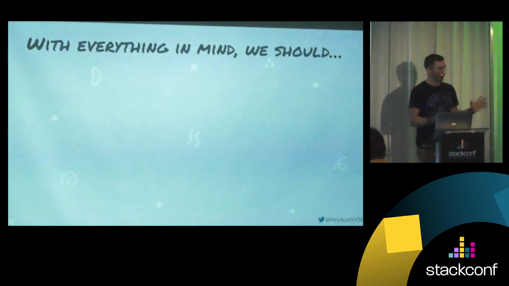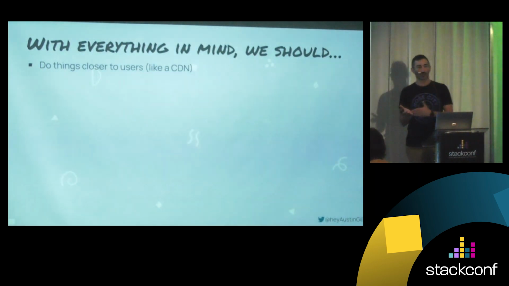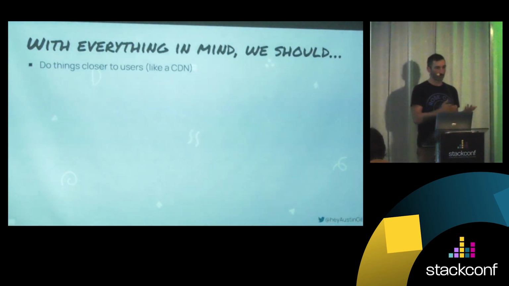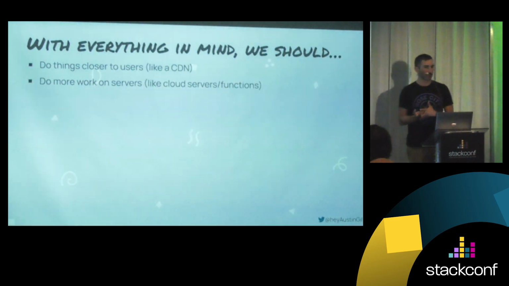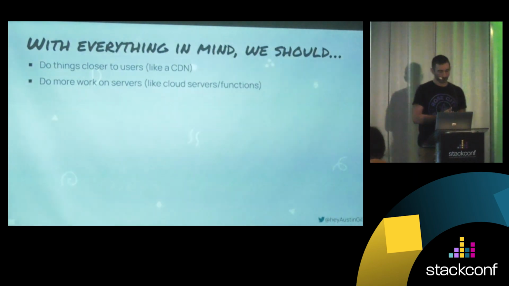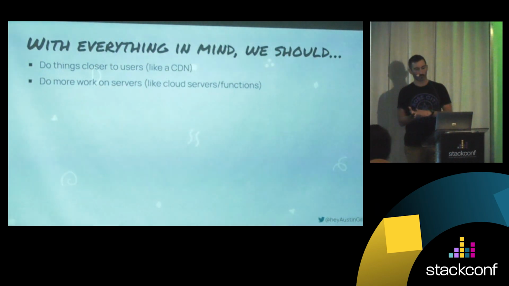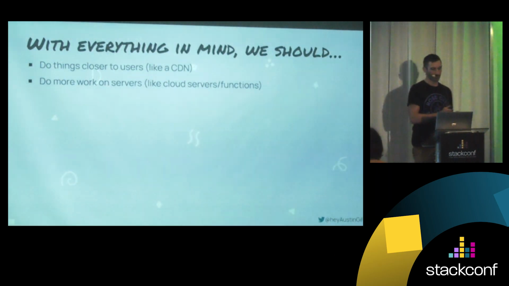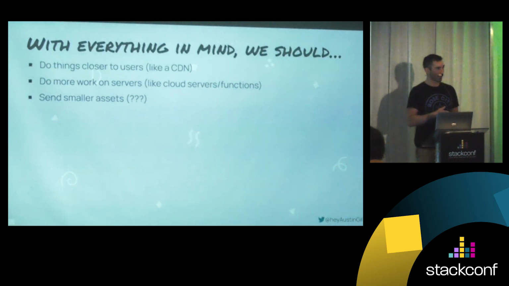So with everything in mind, with all of that we've discussed, the ideal scenario for performance is to do things as close to the user as possible so that we reduce latency, like a CDN, and we move more of the work onto the servers because, as we've seen, users' devices are not as reliable for providing the best performance. And so moving things to the server is going to support compute options like cloud servers or cloud functions.